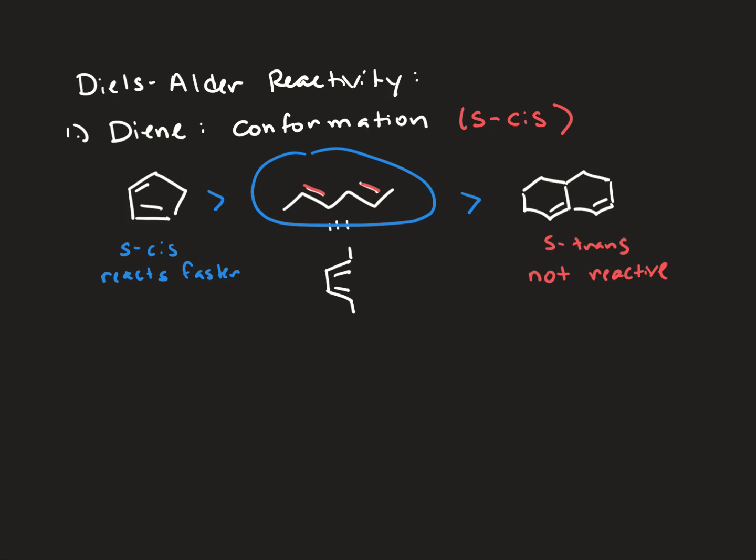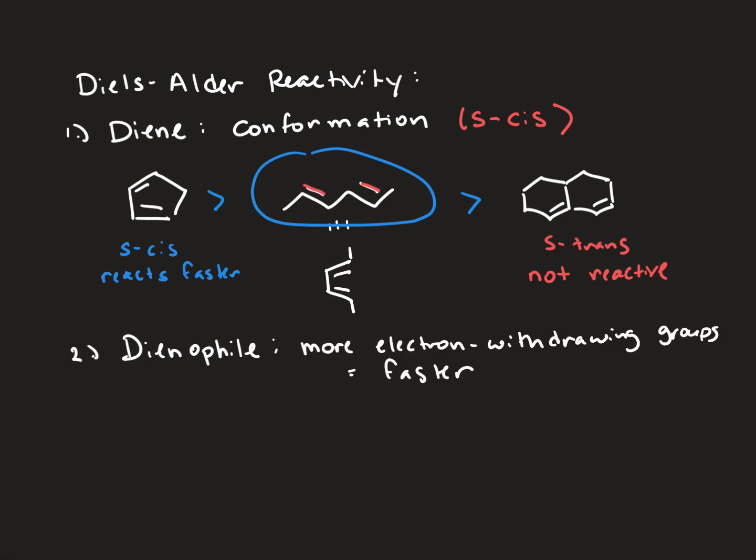The second factor here is going to be electronics, and this is going to most often affect the dienophile, at least in this class. So for the dienophile, what we want is for that dienophile to have electron withdrawing groups. So an example would be maybe something like this. We see that the alkene is directly attached to a carbonyl. That's an electron withdrawing group. So that would react faster than just simple ethylene.